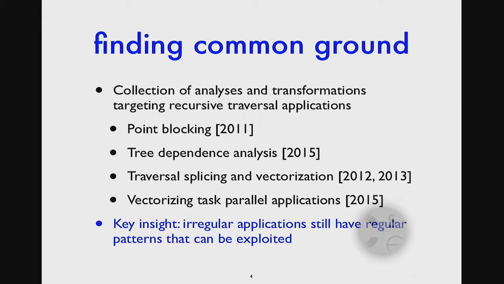An analysis that we call tree dependence analysis. This is like the first step towards doing a polyhedral analysis for trees. More transformations, traversal splicing, which does a different kind of tiling, and vectorization, so a nice parallelization transformation, which if you've ever tried to vectorize programs that deal with pointer-based data structures, you know that's not so easy.